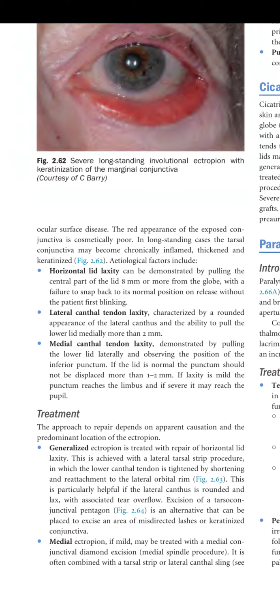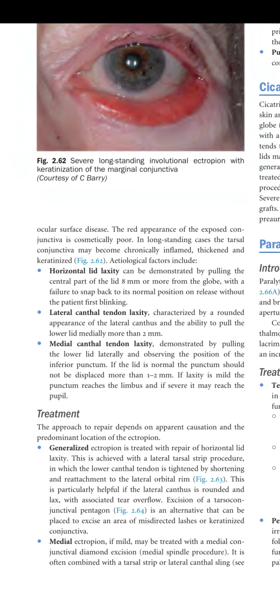In ectropion, the causes are horizontal lid laxity, lateral canthal tendon laxity, and medial canthal tendon laxity. There are certain clinical tests that you can do to see what is causing the ectropion. Horizontal lid laxity means that the skin or the lid is loose or slightly lax. Lateral canthal tendon laxity means the lateral side of the canthus is lax, and medial canthal tendon laxity means the medial side of the eyelid is lax.